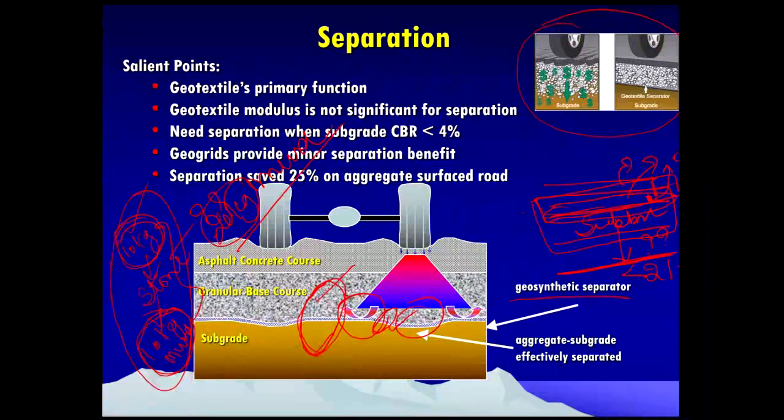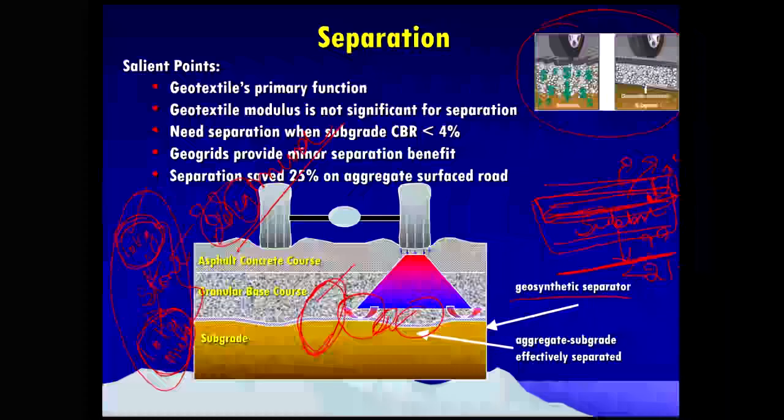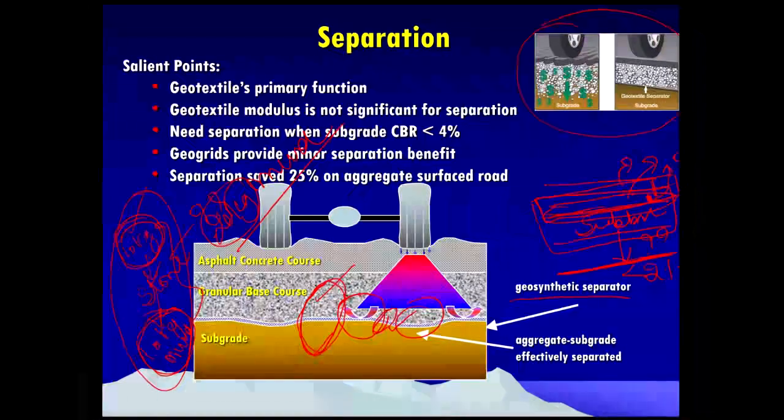geotextile serving as a separation function does it successfully. So when placing a stone aggregate on fine grained soils, there you can expect two simultaneous mechanisms that tend to occur over time. So what are those two simultaneous mechanisms?